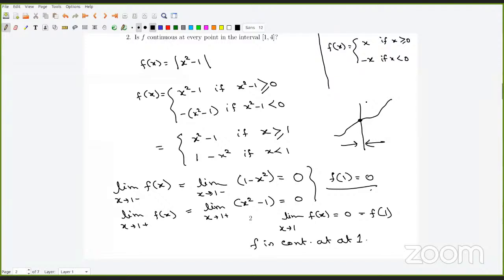Okay, sir. Got it. Thank you. Yeah, so there are two things. At first, the left hand limit and right hand limit should match, and if they match, then you have to see whether that limit is the same as the functional value. Then we can say that this function is continuous. Is it okay? So here the interval is given as 1 to 4. F is continuous at every point in the interval 1 to 4, then we will say yes.